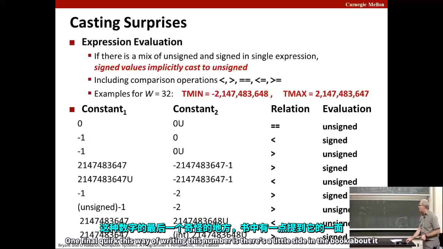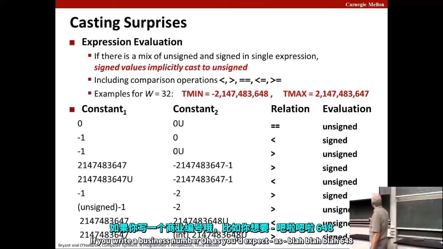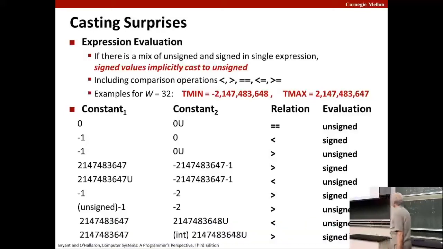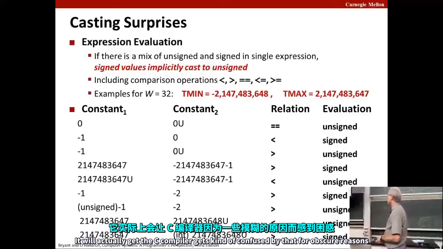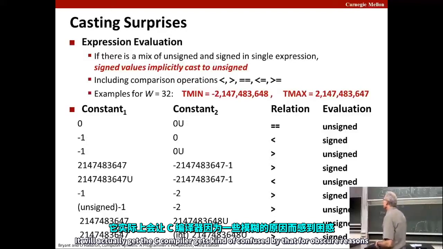One final quirk, this way of writing this number, there's a little aside in the book about it. If you write this number as you'd expect to, as minus blah, blah, blah, 648, the C compiler gets kind of confused by that for obscure reasons.